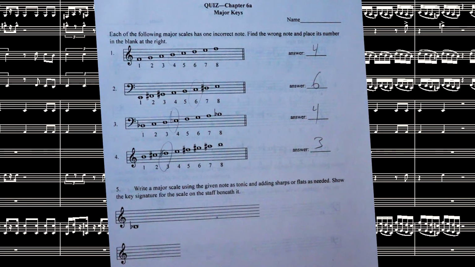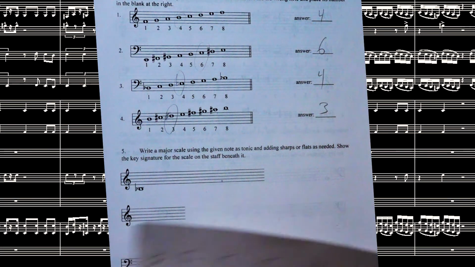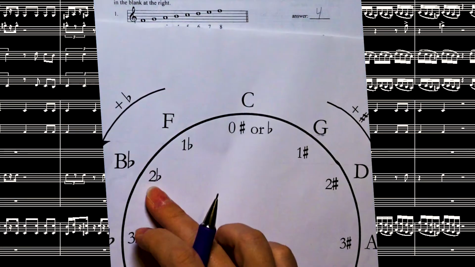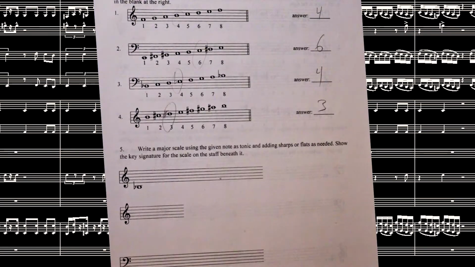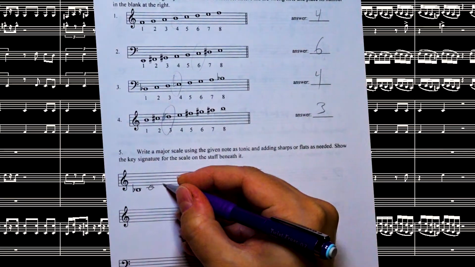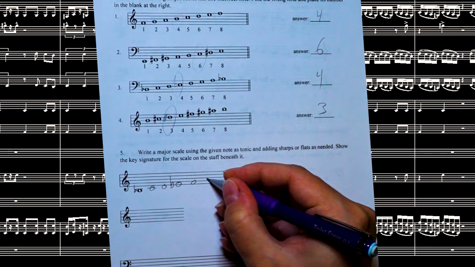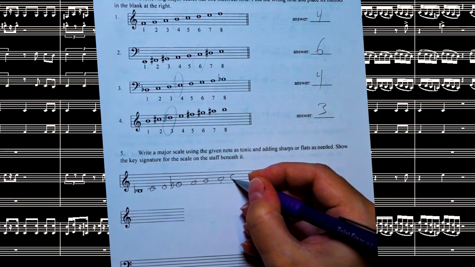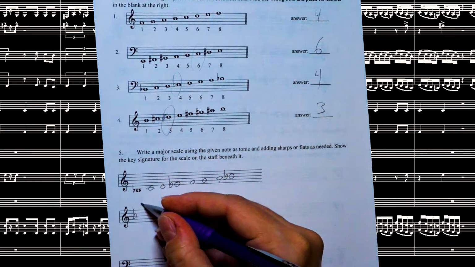All right, this one wants you to write the scale and the key signature of it. That's pretty much what we've always been doing. The B flat, it's got two flats. It's got B flat, E flat. So let's just write the notes here. Here's your E flat. Here's your B flat, B flat, E flat.